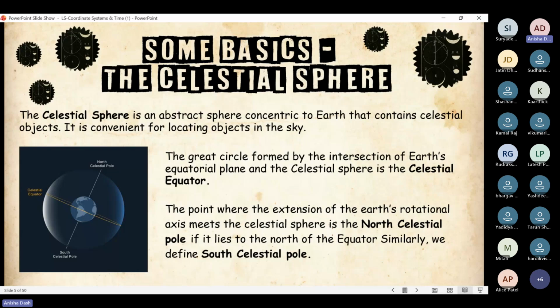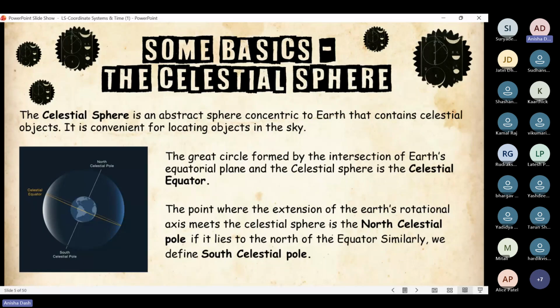Basically, the coordinates that we define on the basis of the celestial sphere are all angle-based coordinates. They're not distance-based coordinates. And as we know, angles are independent of distance. So we just define that these objects appear to lie on the sphere. It's not that they do, we just assume that they do, and it doesn't cause a problem in assuming the coordinates.